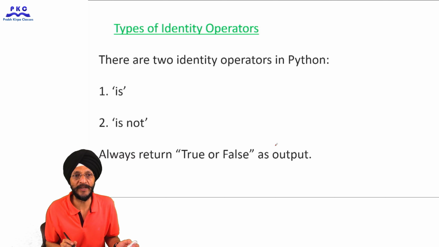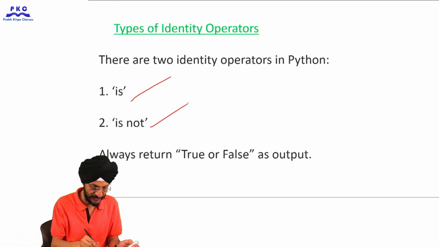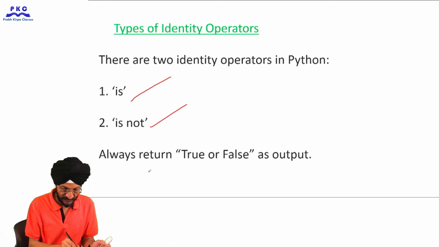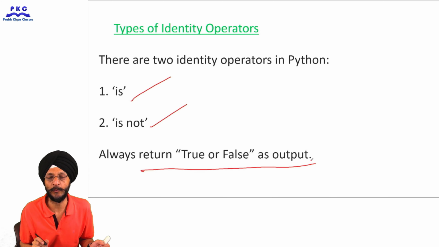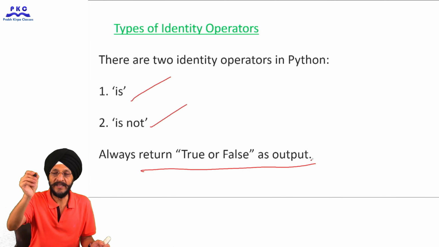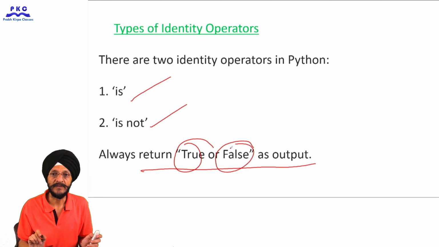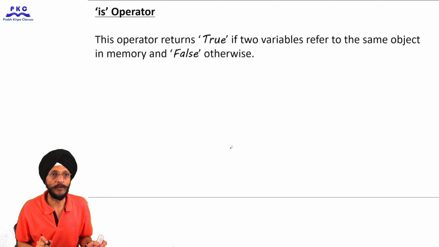The two types of identity operators in Python are is and is not. Both these operators always return true or false as output. When we find that A is B or A is not B, the output will always be true or false, one of the two. Now, we discuss is operator.